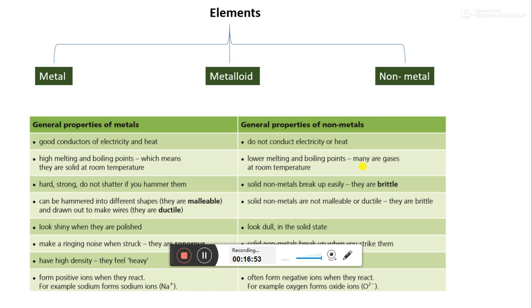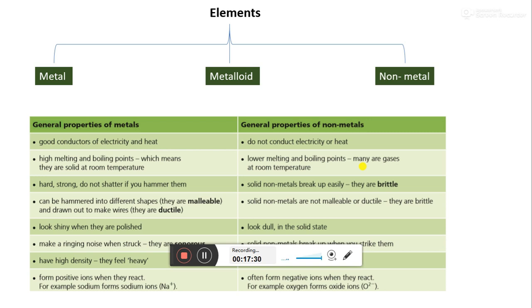Just take the example of your doorbell. If you press the doorbell button, it makes a ringing sound. It's a metal touching a metal at very high speed. That's why there is a ringing sound. Non-metals are non-sonorous. Metals have high density. They are very heavy. They have very high density because the number of particles at one place is very large. That's why they are dense in nature. Non-metals have lower density, right?